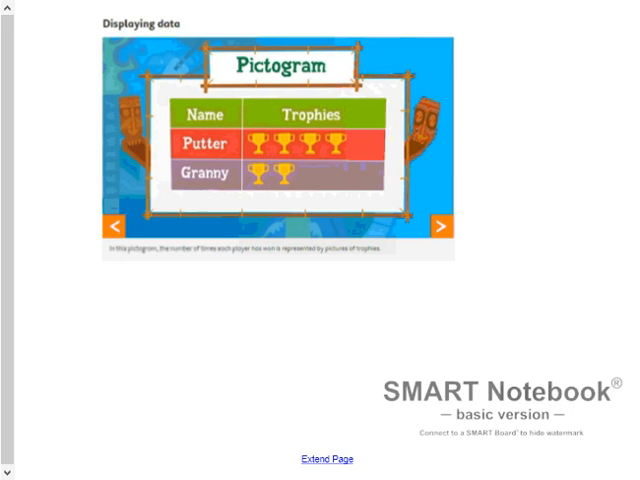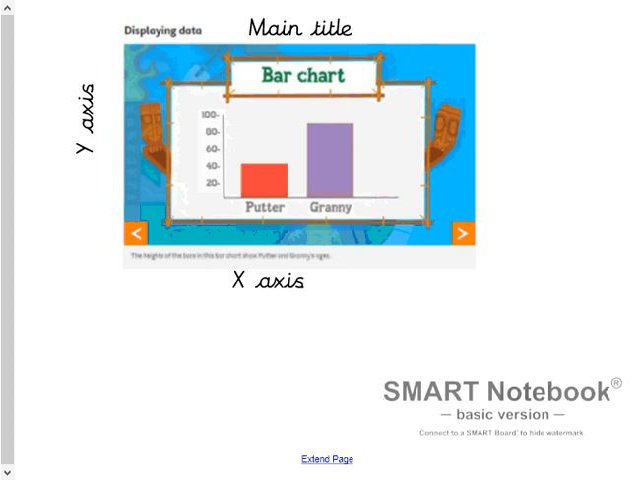What I've done is I've stolen the next picture as well. Here it is, and it's putting similar information into a bar chart this time. Again, the main title's missing, and the other two things which are missing, which are our star words, is our y-axis, which goes up the side here. What is this telling us? Is it the number of games that have been won? Is it the number of balls which were lost? What is this telling us?